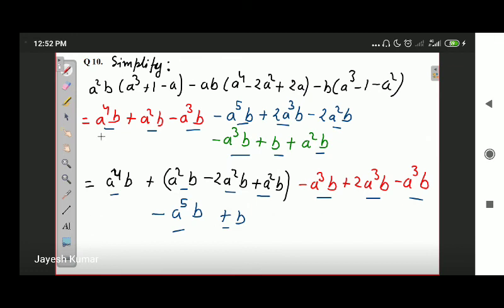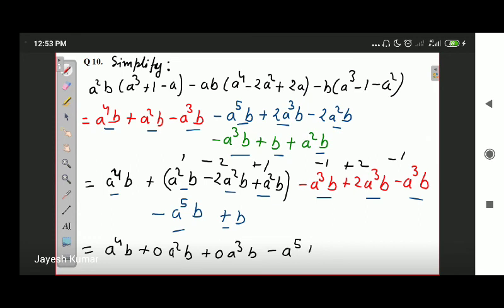Now what remains is the simplification. Single terms are to be written as they are. Like terms are to be simplified. A square b, minus 2a square b and plus a square b, this is 1 minus 2 plus 1, that is 0. No need to write this term again, or I can write it as 0 a square b. Again for this, it is minus 1 plus 2 and minus 1, again 0, 0 a cube b. Then minus a to the power 5b plus b.